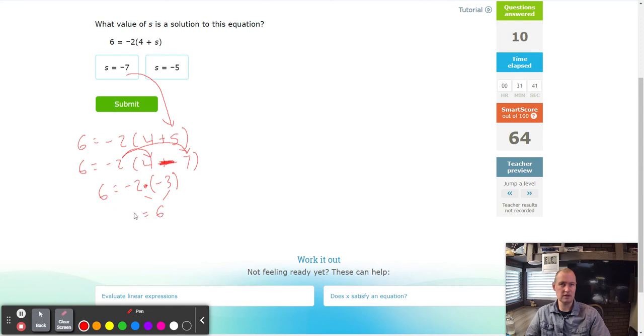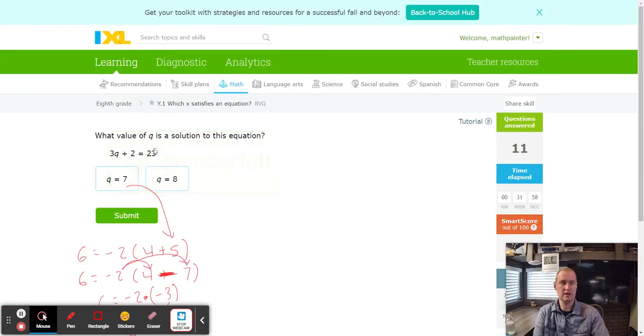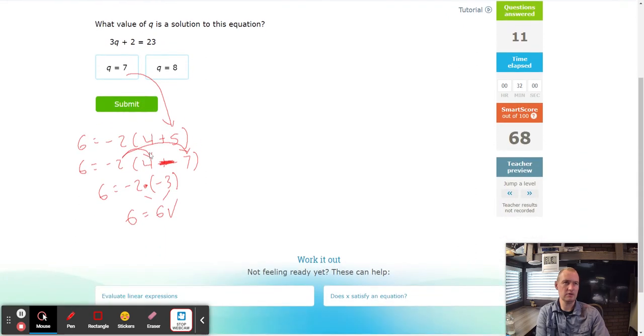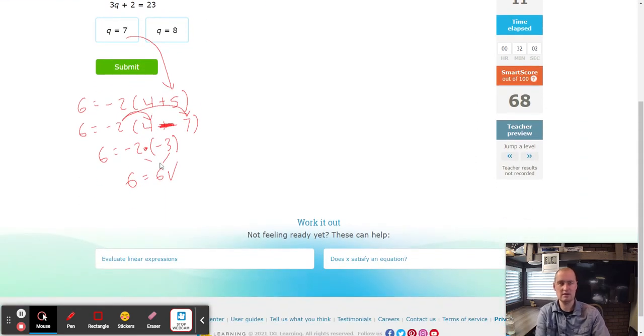And check this out on the left side. It was negative 6 or positive 6 the whole time as well. So this one actually worked out really nice. 6 equals 6. So we're going to choose negative 7, turn it in. And I'm at smart score of 68.